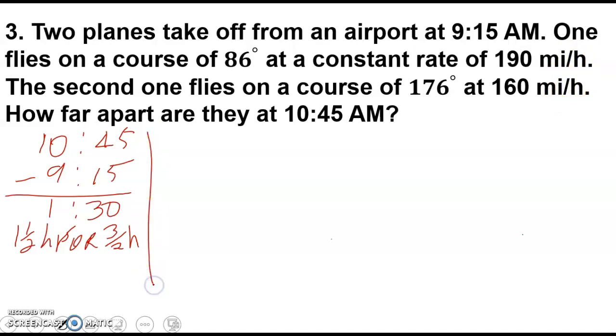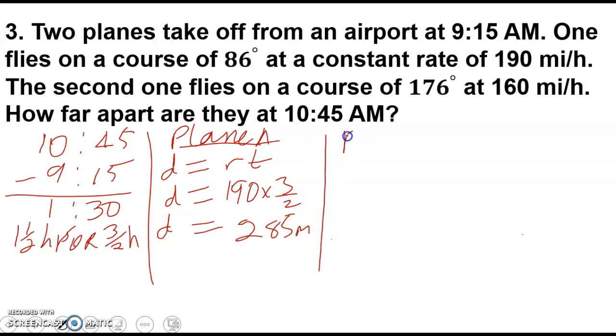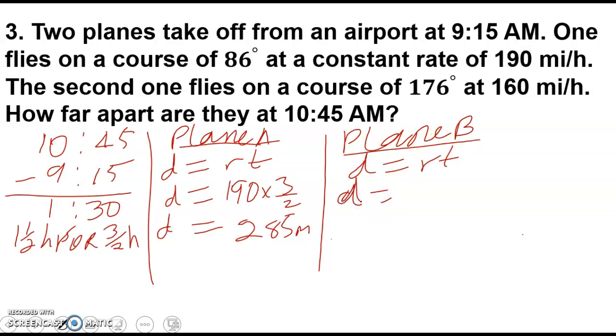Always check for that. Next, we are going to find the distance for plane A. Distance is rate times time. For plane A, the rate is 190 times 1.5, so that's going to be 285 miles. For plane B, again, distance is rate times time, and the rate for this one is 160 times the same time, so it's going to be 240 miles.